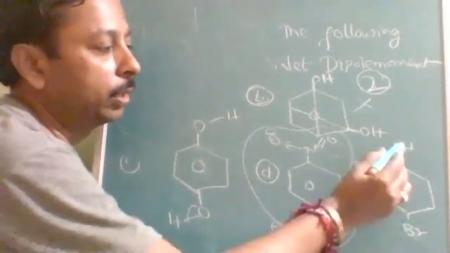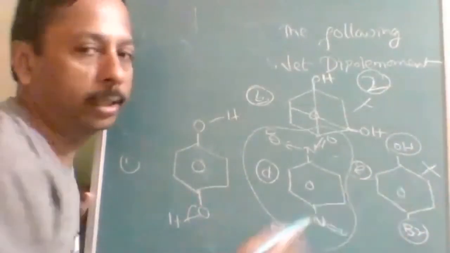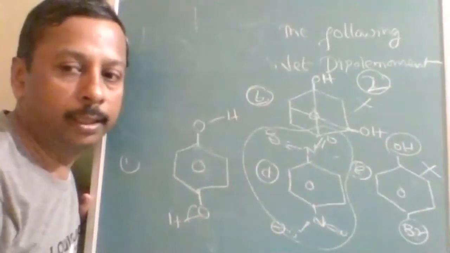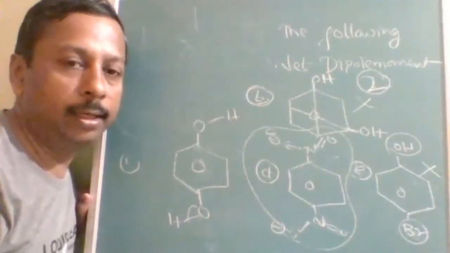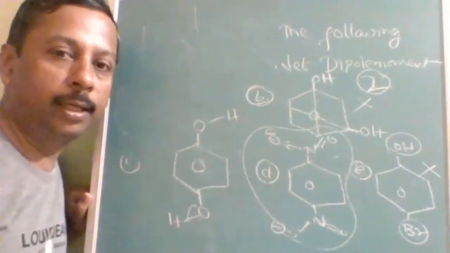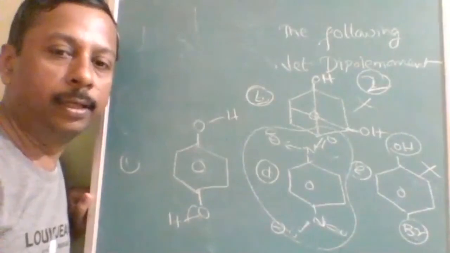And here both are opposite, but both are not equally electronegative. That's why it will not get cancelled. Is it clear to all of you? So only A and D. D is doubtful, but A always has dipole moment 0. Is it clear to all of you?